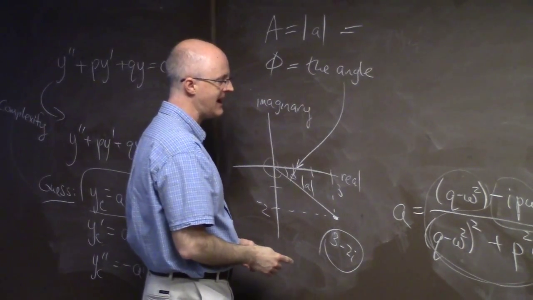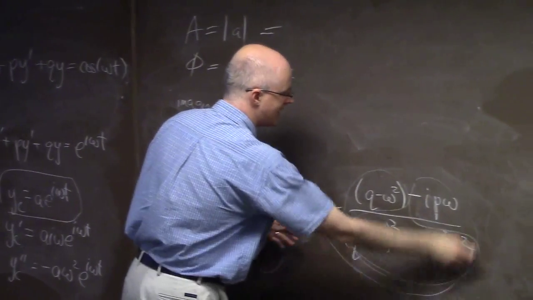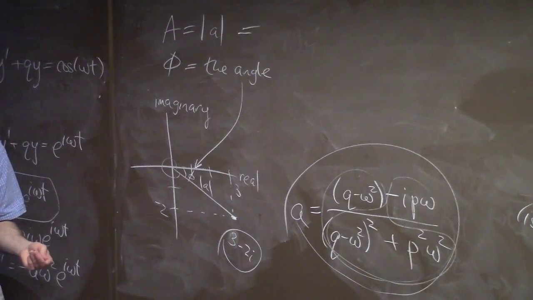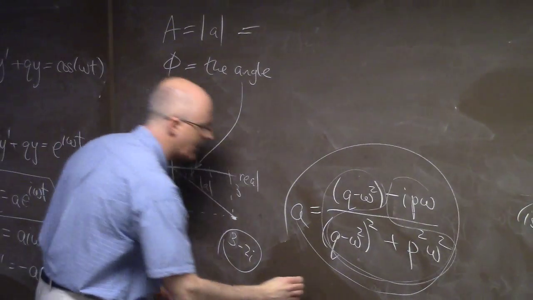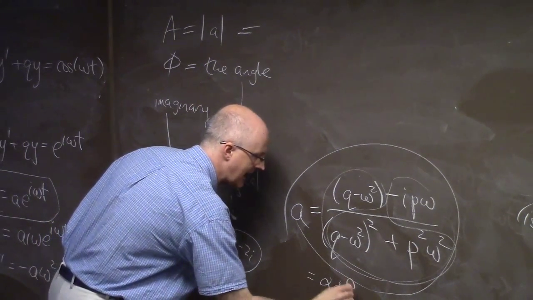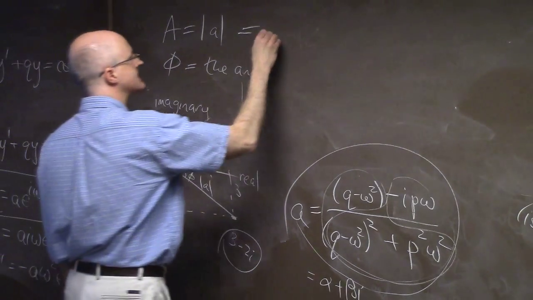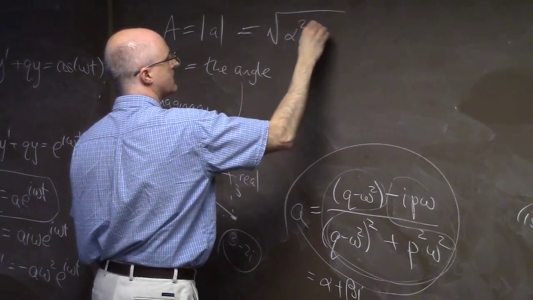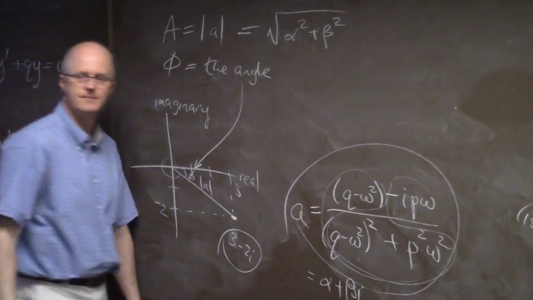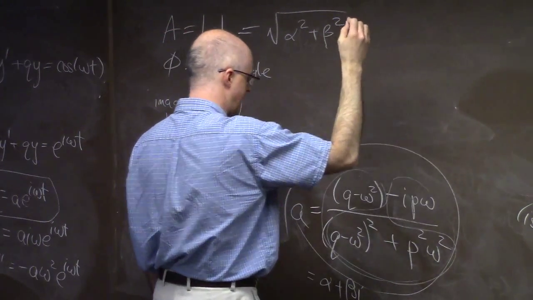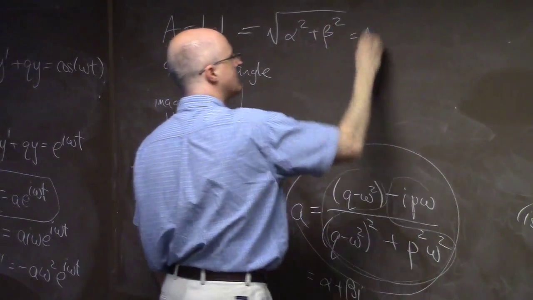What's the modulus of a? What's the absolute value of a? Find the length of that thing, which you find with the Pythagorean theorem. If I just call this alpha plus beta i, then you could write this as the square root of alpha squared plus beta squared. All right, let's now write how alpha and beta depend on p, q, and omega.